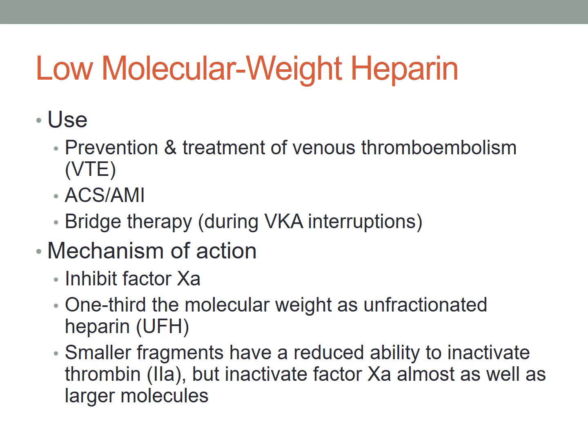Low molecular weight heparins are called this because they are about 1/3 the molecular weight of unfractionated heparin. These smaller fragments have a reduced ability to inactivate thrombin, but they inactivate factor Xa almost as well as larger molecules. Therefore, they have a more predictable dose-response relationship than unfractionated heparin. They're used in the prevention and treatment of VTE, acute coronary syndrome, AMI, and then also as bridge therapy to anticoagulate patients during interruptions of our vitamin K antagonist, or warfarin.